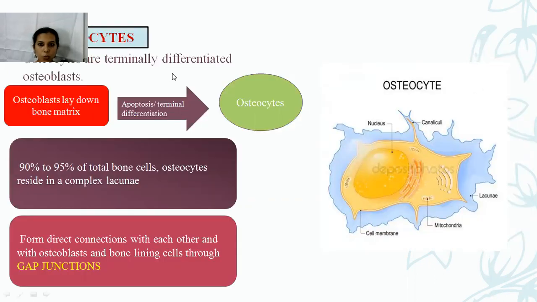What really happens during bone remodeling is that osteoblasts lay down the bone matrix. On apoptosis, they turn into osteocytes. These osteocytes will convert into osteoblasts when required.